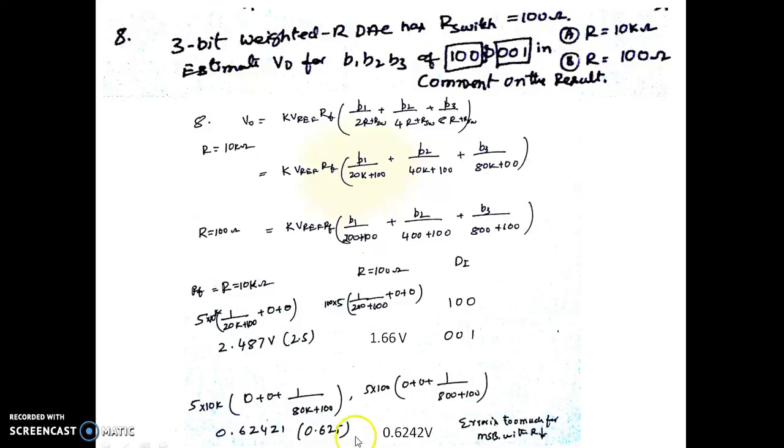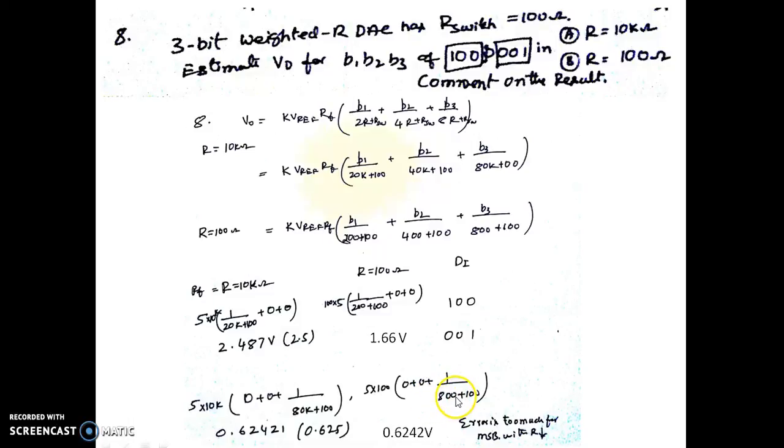Now you can see for the same LSB portion, with the input 001, when the value of R is equal to 10 kilo ohms and the switch resistance is 100 ohm, we expected 625 millivolts as the ideal value. Because of the inclusion of the switch resistance, we are getting very close to that, meaning since it is too far away from 80K, there is not much effect of that. So let us try to see the effect of a reduced value of R, where the switch resistance is now comparable to that 800 ohm.